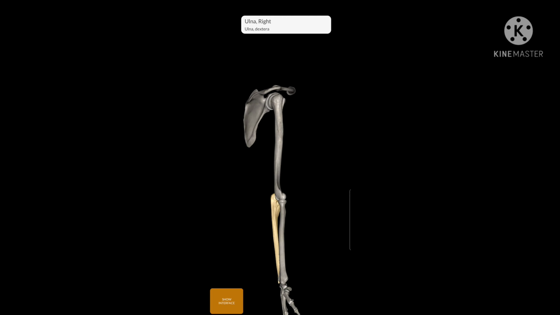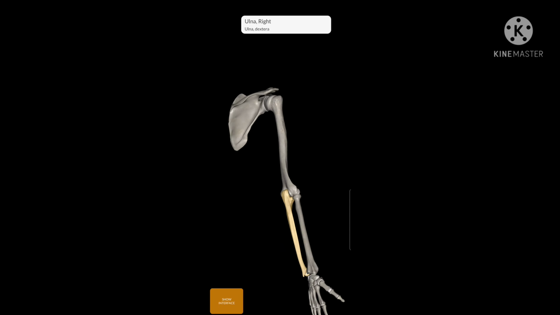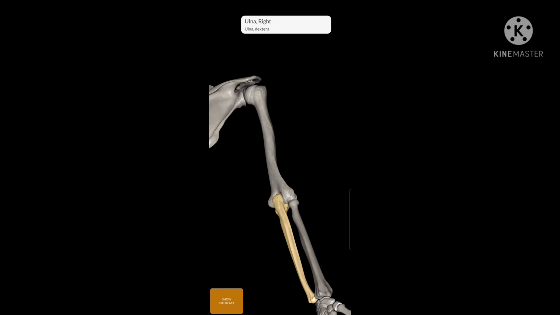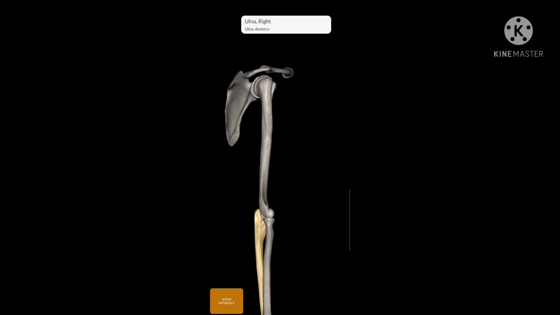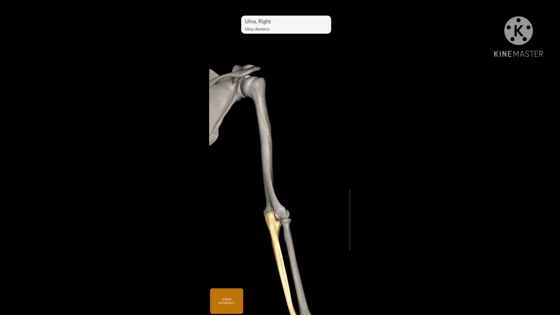So the upper limb is divided into three parts: arm, forearm, and the hand. This portion, what you can see with the humerus, is the arm. What comes in the arm is only the humerus bone. This humerus bone is the longest bone of the upper limb.